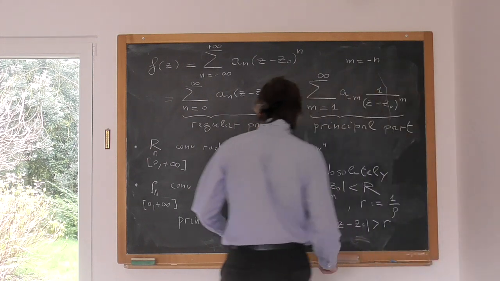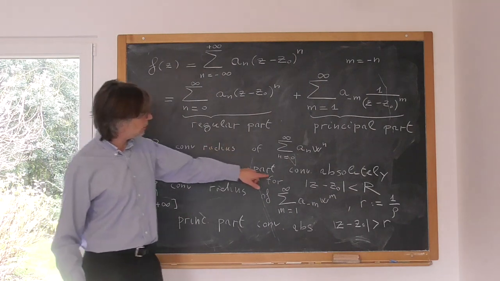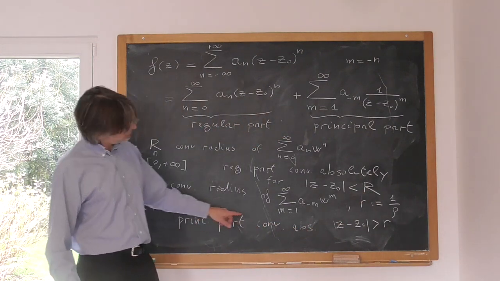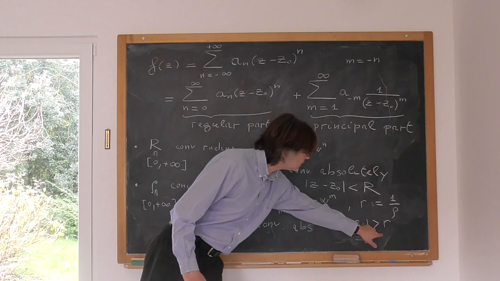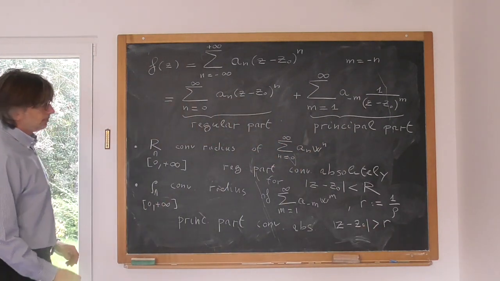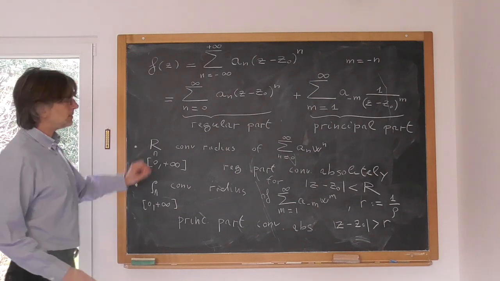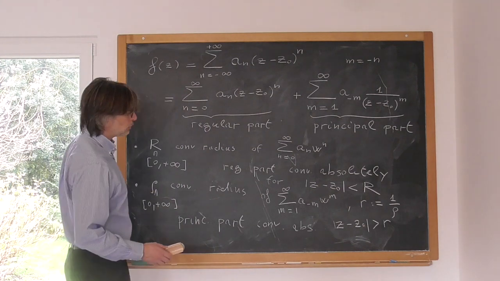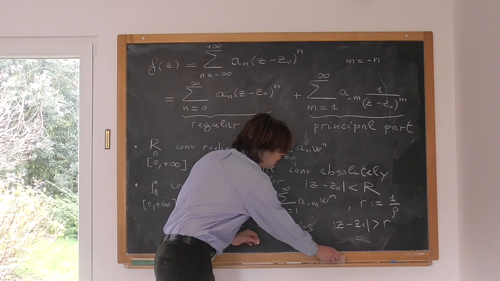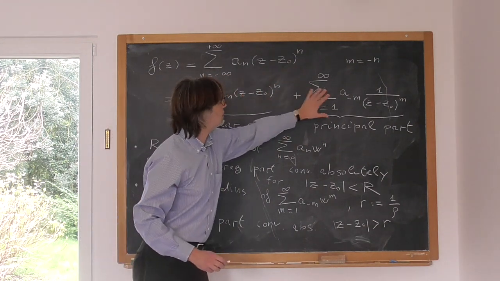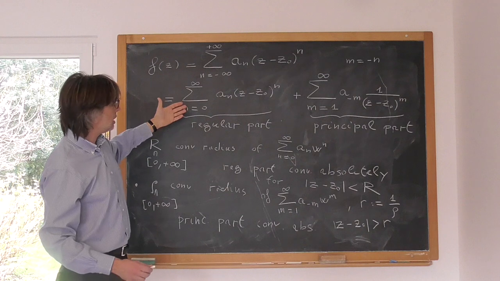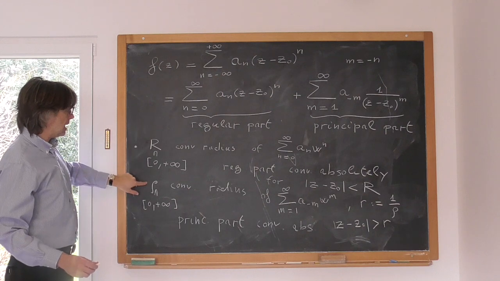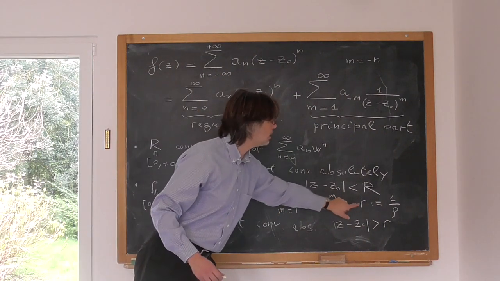Okay? So we have the convergence: the regular part converges when the absolute value of z minus z0 is less than big R, and the principal part converges when the absolute value of z minus z0 is larger than r. Okay? So let me summarize these results now in a proposition. So now you see, in general, these are two different power series, and there's in principle no relationship between these two numbers, big R and rho, or if you want, small r.